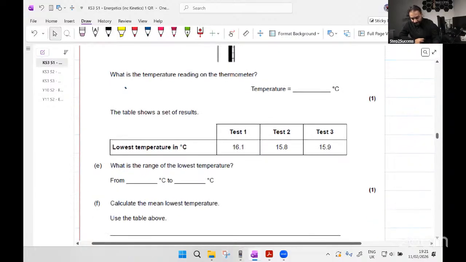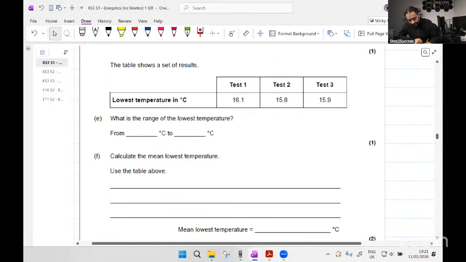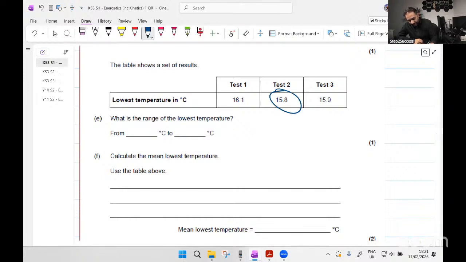This is reading off this. I'm not going to answer this question because you should be able to do that. Range just means from the lowest to the highest. So from 15.8 to 16.1. And then calculate the mean. Again, I'm not going to do this for you. I'm going to tell you that to calculate the mean in maths of three numbers, you add them together and then divide the answer by how many there are, in this case, three. So add up those three numbers and divide by three.